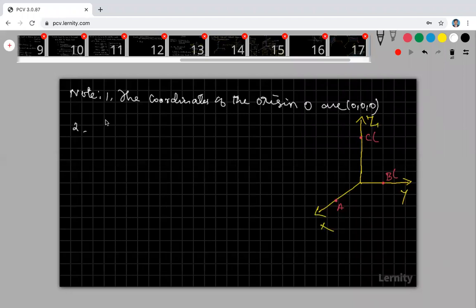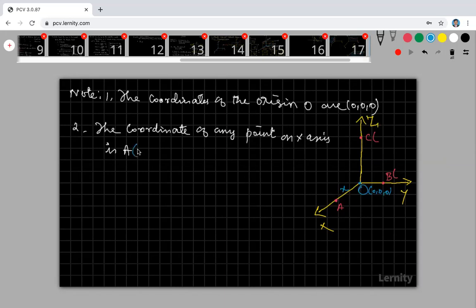The second note is the coordinates of any point on the X axis, that is A, any point. So students, please note down, this is my X distance. You can take it that this is my origin. My origin is 0, 0, 0. Okay, this is my X distance. The distance I am taking as X. Right, my X coordinate is X.